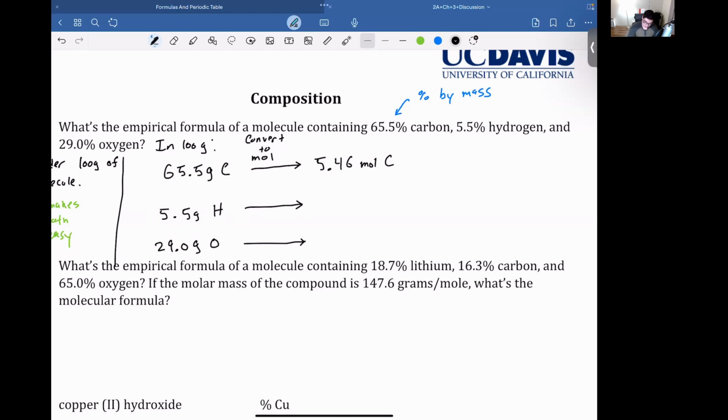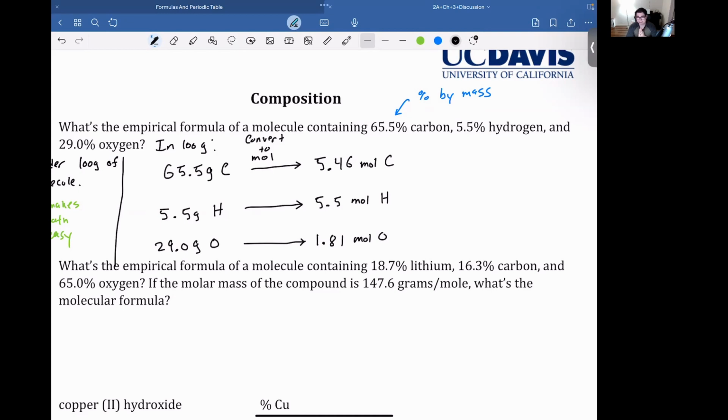Then you have 5.5 moles of hydrogen. And then oxygen, you divide by 16 and you get 1.81 moles of oxygen. Great. So now we can compare these things. So what we've gotten so far is for every 5.46 moles of carbon, I have 5.5 moles of hydrogen, and I have 1.81 moles of oxygen.